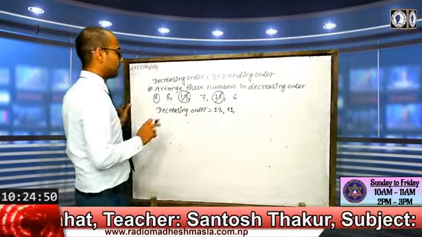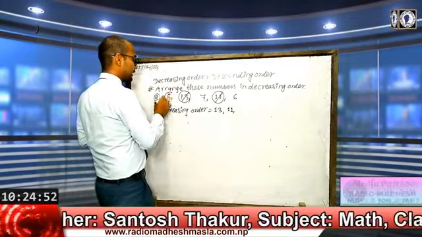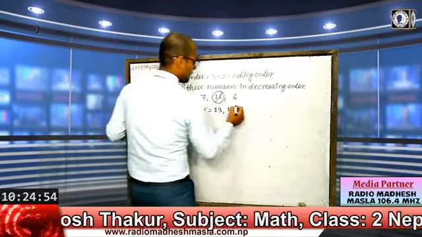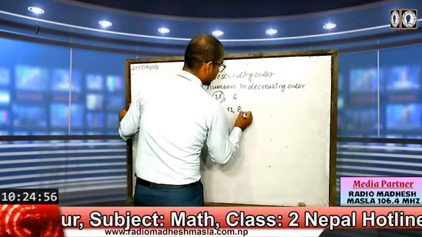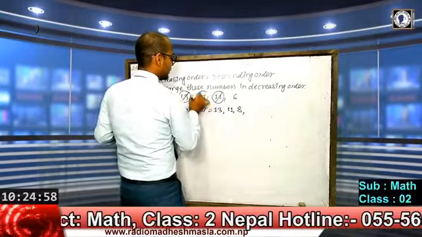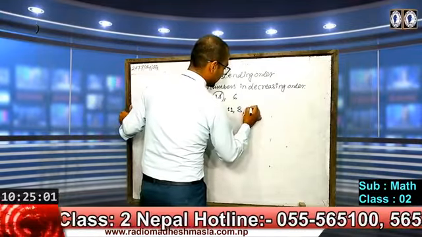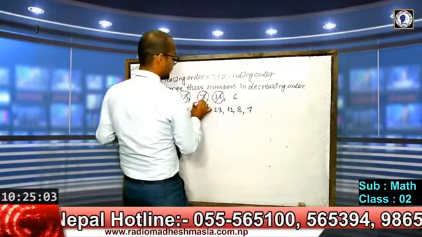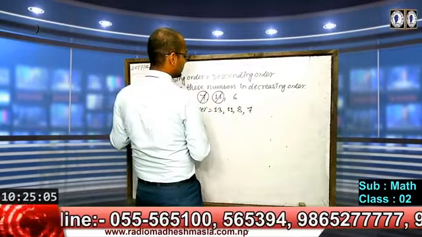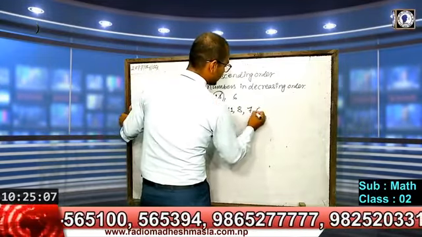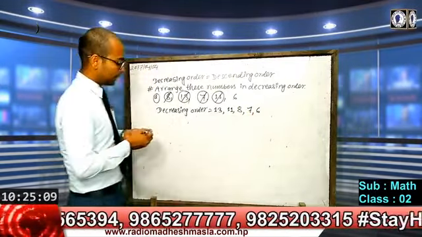Among these 3 numbers, the greatest one is what? 8. Yes, so we should write 8. Then after, we should write 7, because 7 is the greatest among 6 and 7. Then after we should write 6. Yes, so students, don't be confused.